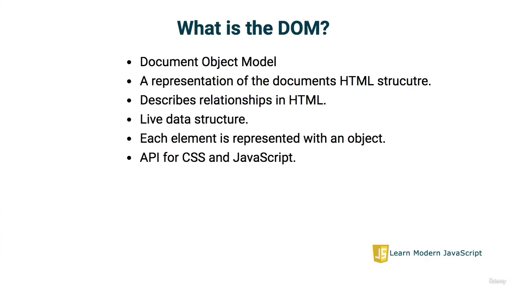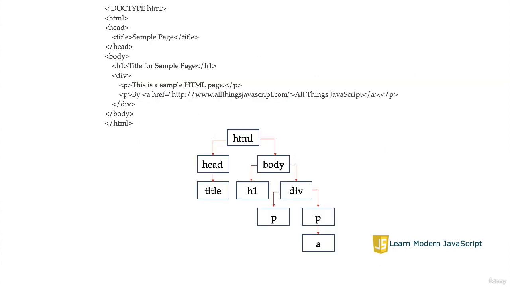Those are some important concepts about the DOM. Now let's look at a sample HTML page and how this gets represented in a document object model structure. Up here on the top, this is a very simple HTML page. We have the HTML tag, which encloses the whole thing. We then have a head tag, and inside the head tag is a title. And the title for this page is sample page.